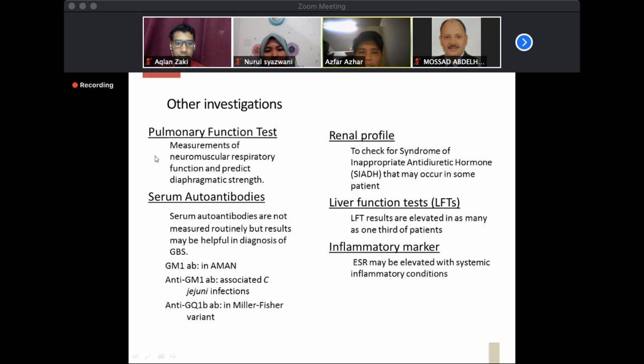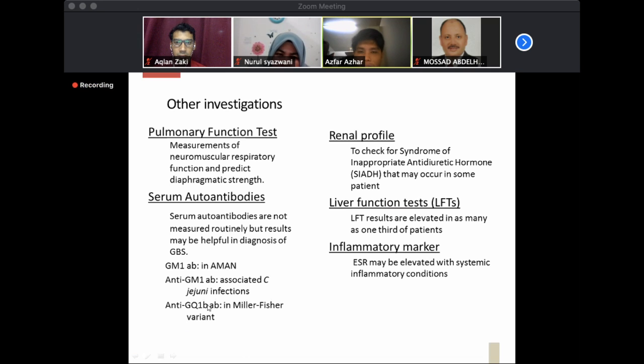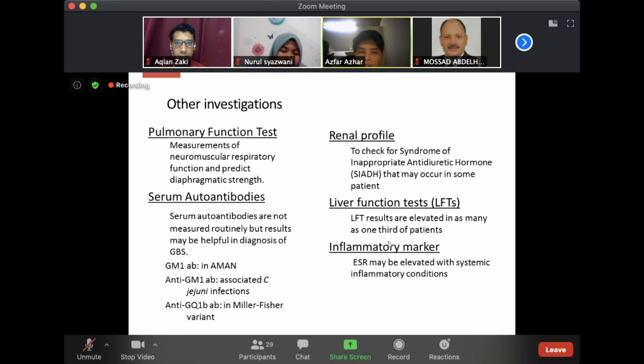So other investigations we must consider, for example, the pulmonary function test, because it might involve the respiratory system, and also serum autoantibodies. You know the pathophysiology, right? It is because of antibodies. So these are the antibodies. Renal profile to check for the syndrome of SIADH, which occurs in some patients. Liver function tests are elevated in one third of patients, and also inflammatory markers, because ESR may be elevated in a systemic inflammatory condition. Okay.